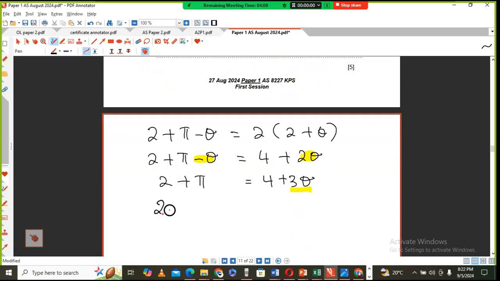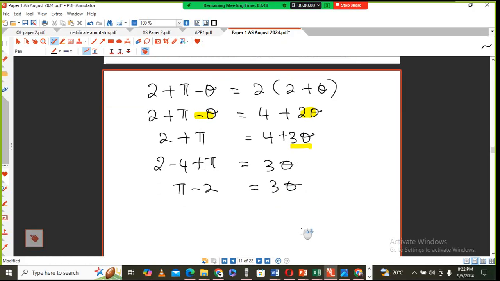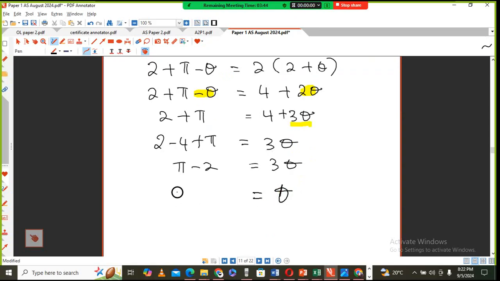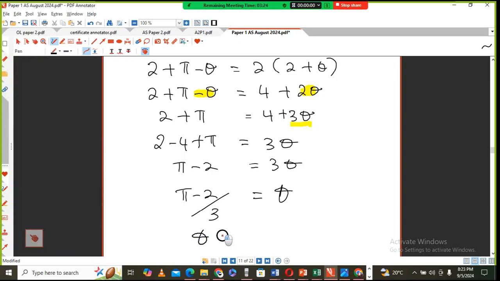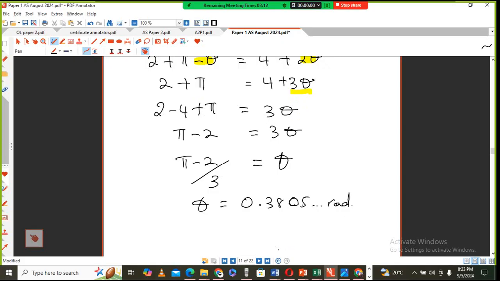So it's 2 minus 4 plus pi is equal to 3 theta. Pi minus 2 over this side is equal to 3 theta. What do you now do to get rid of that 3? Divide. You then divide pi minus 2 by 3. This is a bit complex, that one. So you have got 0.88. There you go. What did you get? 0.3805. Okay. So theta is equal to 0.38 and so on, radians. But we are looking for the answer in what?